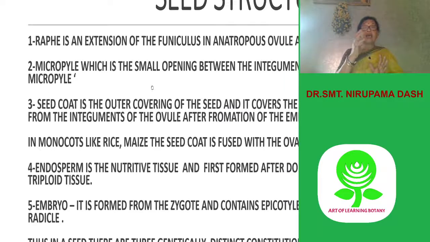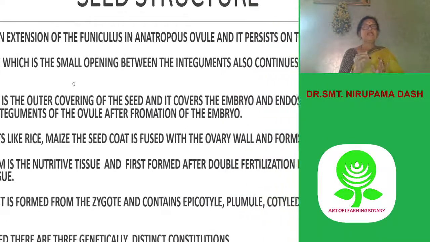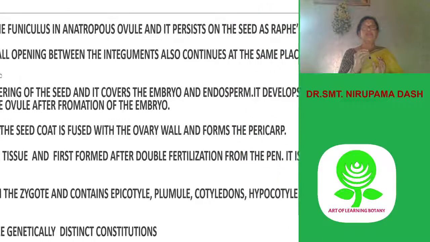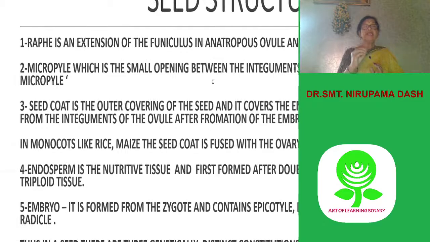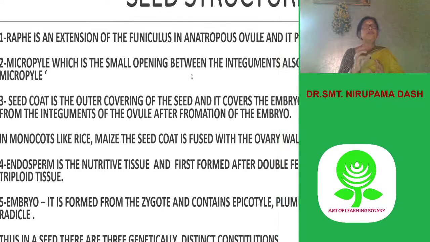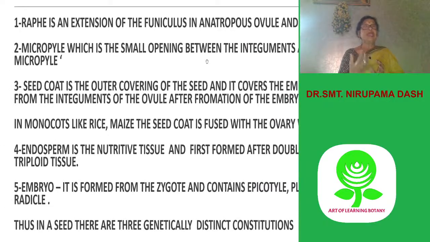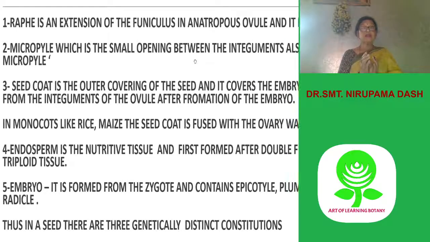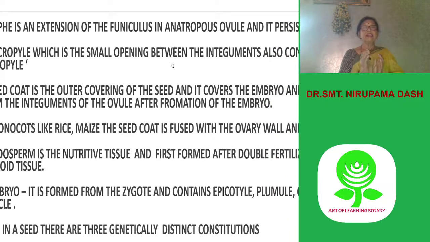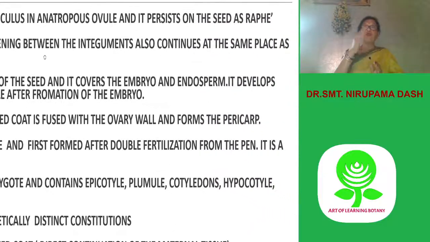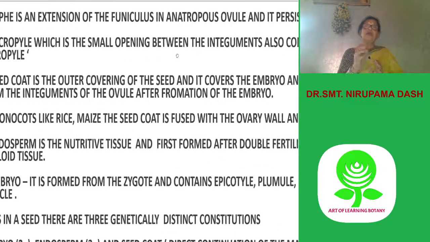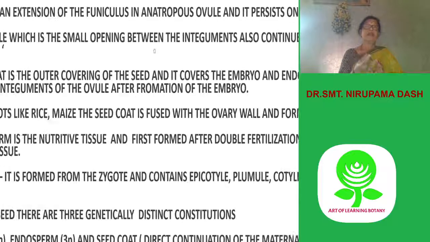Seed coat is the outer covering of the seed. It covers the embryo and endosperm and it develops from the integument of the ovule after the formation of embryo and endosperm. In monocot plants like rice and maize, the seed coat is fused with the ovary wall to form a structure called pericarp.